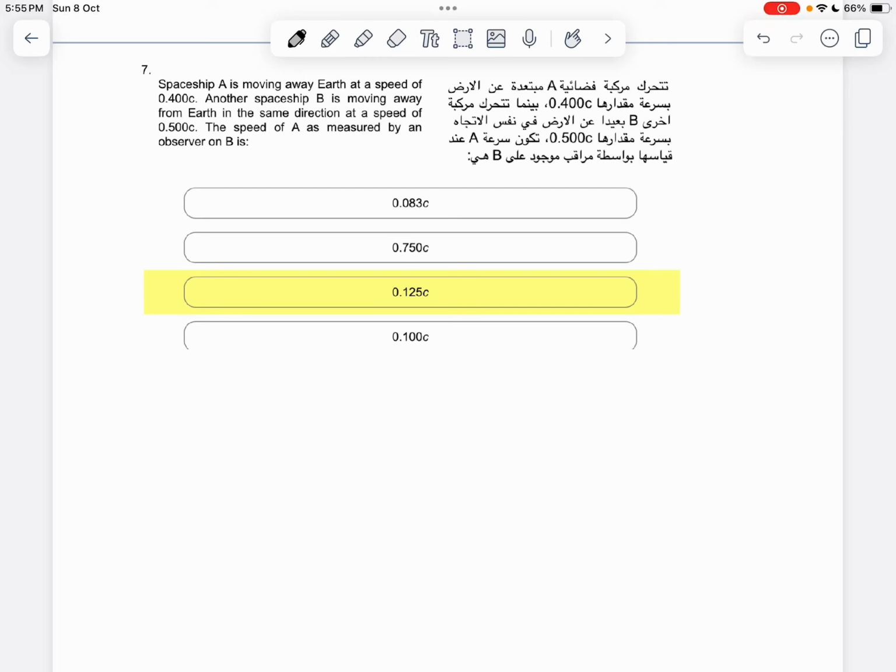We have a spaceship A moving away from Earth at a speed of 0.4 c. So let's say this is the frame of reference which is at rest. I will call it S. You have another frame of reference, S prime. So A is traveling at a speed of 0.4 c away from Earth.